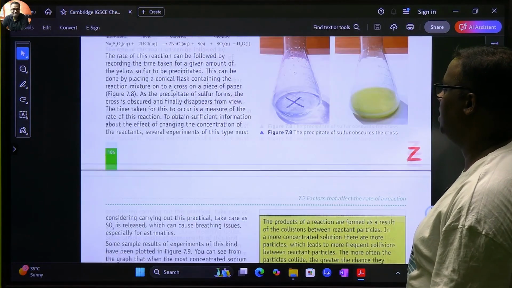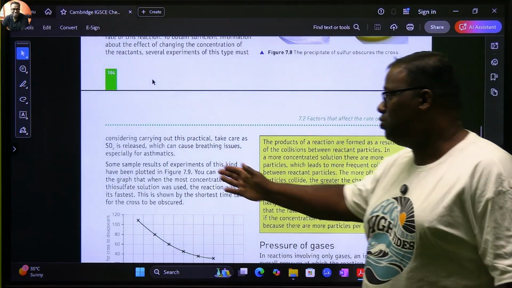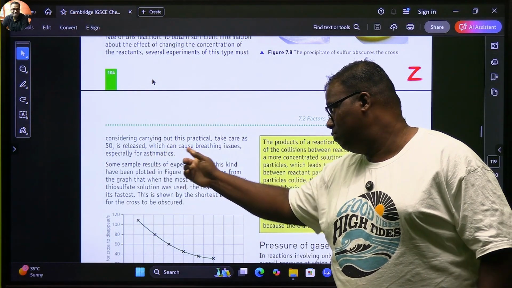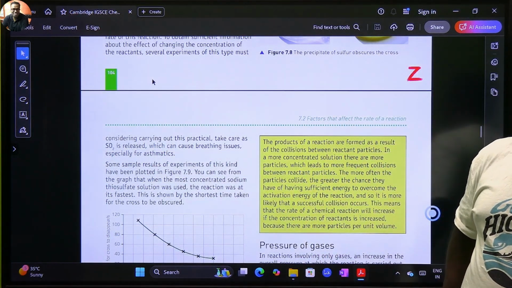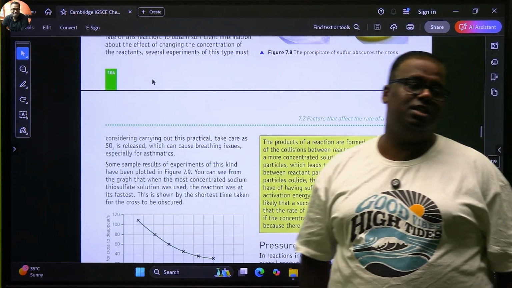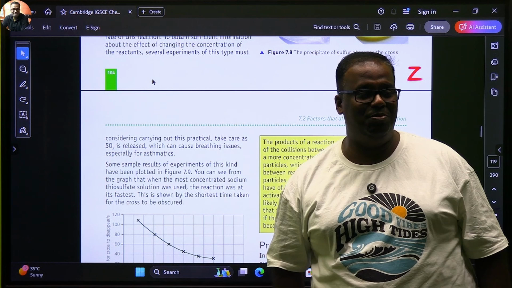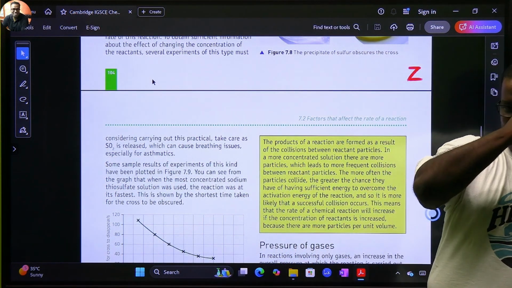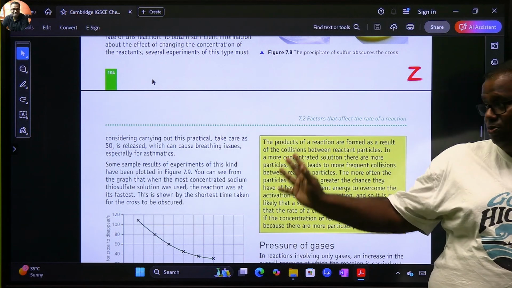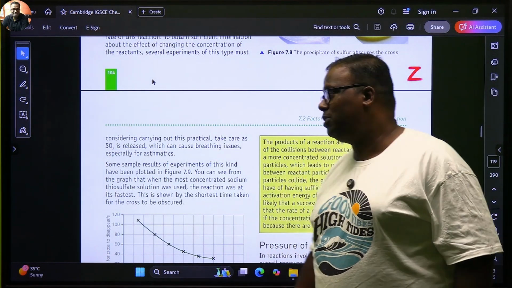What is the takeaway? Taking care as SO2 is released, again very important, which can cause breathing issues and asthma. So if an ATP type of question comes up and says, what are the precautions that you should take in this type of experiment? This is a precaution part. SO2 means precaution. Nothing to do with this experiment, but it can come as an ATP question. What is the precaution and why?